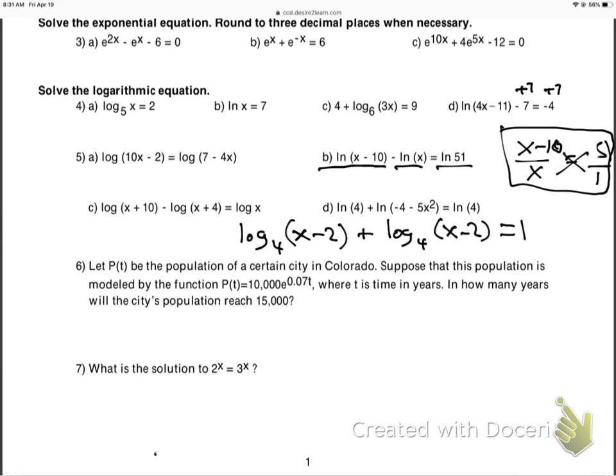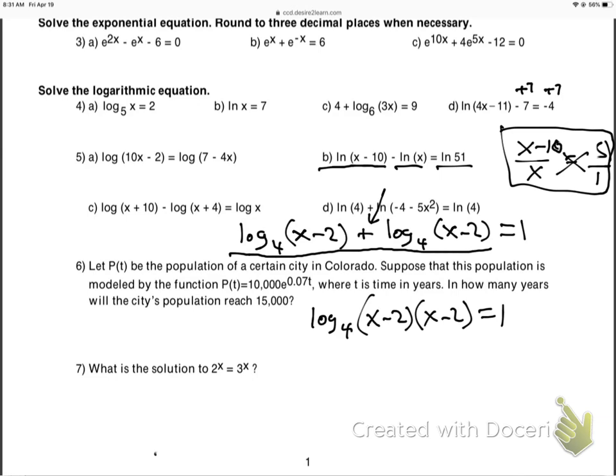Okay, but this one, I'm going to do the same thing on this left-hand side. If I add, I therefore multiply. So this becomes log to base 4 of x minus 2 times x minus 2 equals 1. Because it's a plus this time, it's a multiplication. So if I do a FOIL, I get x squared minus 4x plus 4, and that equals 1.